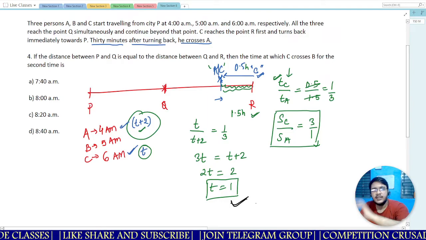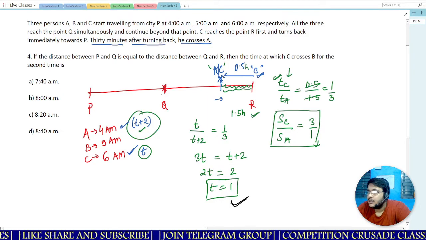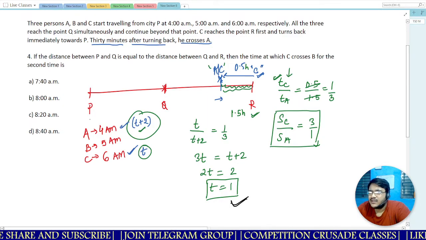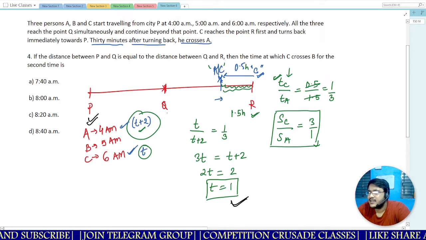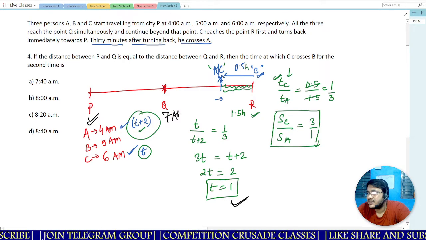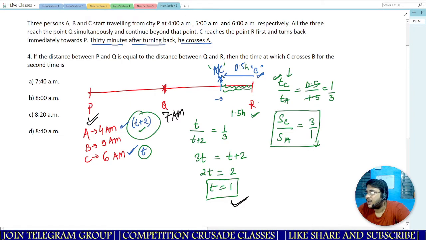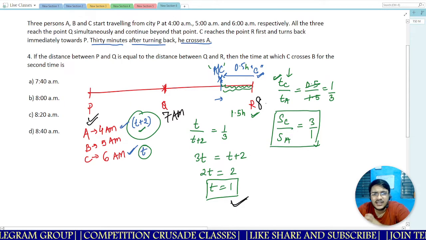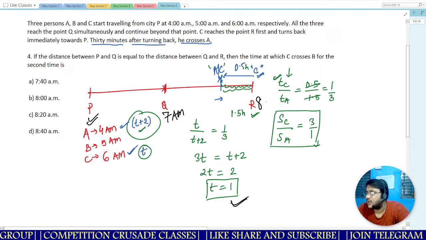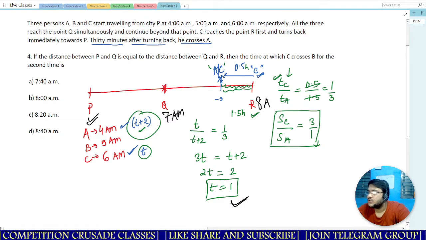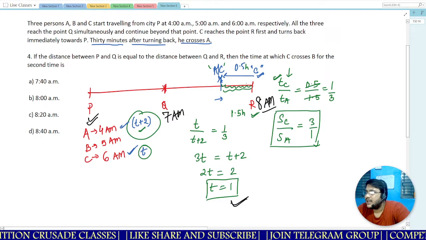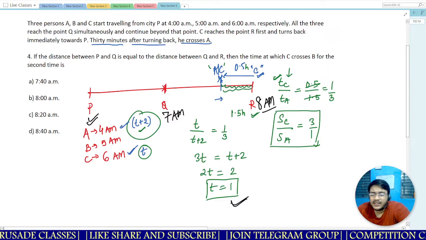This is the time that C takes. Now this is as good as started at 6 a.m., reached Q at 7 a.m. and reached R at 8 a.m. So every consecutive distance he is taking 1 hour. So this is 8 a.m. So far so good. And after 30 minutes they meet.